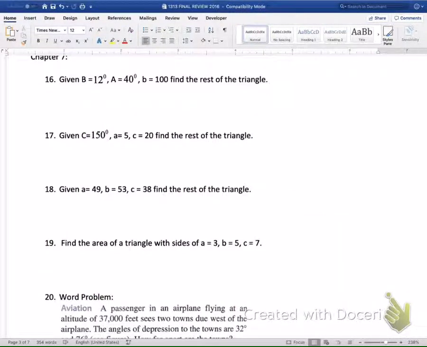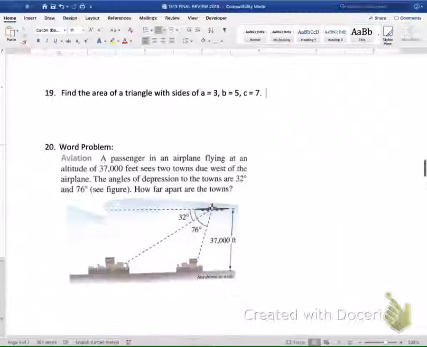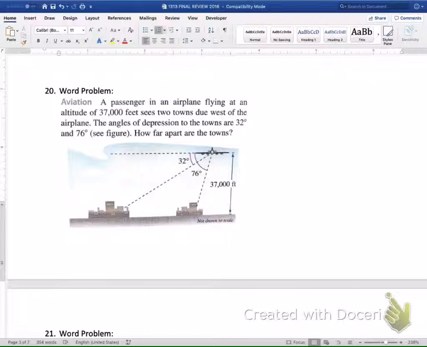For our first word problem here, this is kind of the worst of them. It's lovely. And if they didn't give you the picture, it would be really not nice. So, here we are. We've got a passenger in an airplane flying at an altitude of 37,000 feet. We have two towns due west of the airplane with two angles of depression. Notice 32 is that top angle from straight across looking down. Remember, angles of depression are from the air looking down.